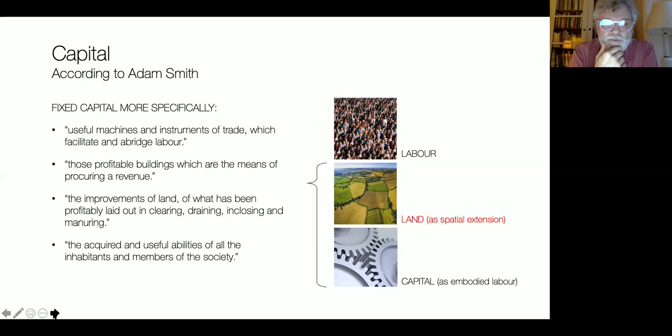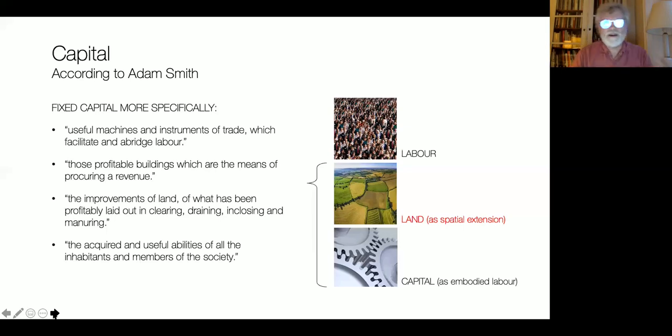But then we come to the improvements of land and what has been profitably laid out in clearing, draining, enclosing, and even manuring. And now it gets a little bit more strange. Now he seems to be talking very much about land and how it can be enhanced in different ways, but not land as raw materials, but rather as spatial extension, or what we often talk about as space, I guess. And then he rounds off with something that is rather surprising. He also talks about capital as the acquired and useful abilities of all the inhabitants and members of society. What he seems to be talking about is what we today call human capital.